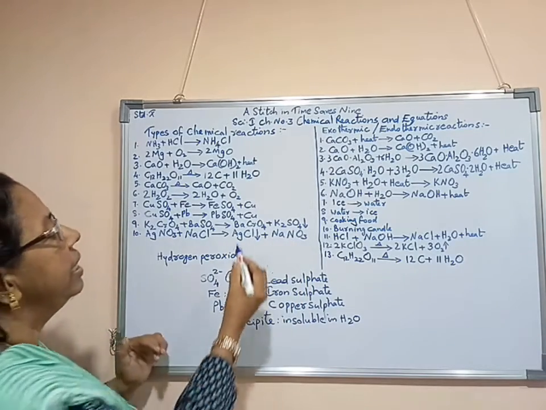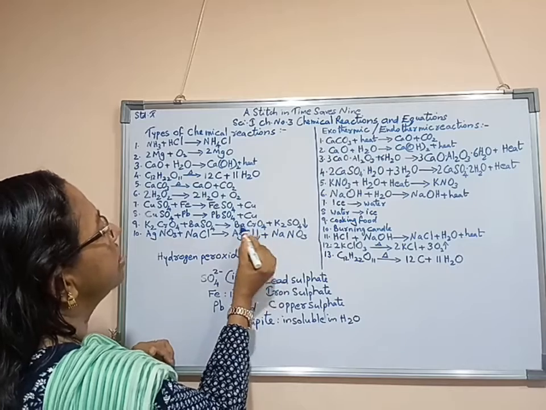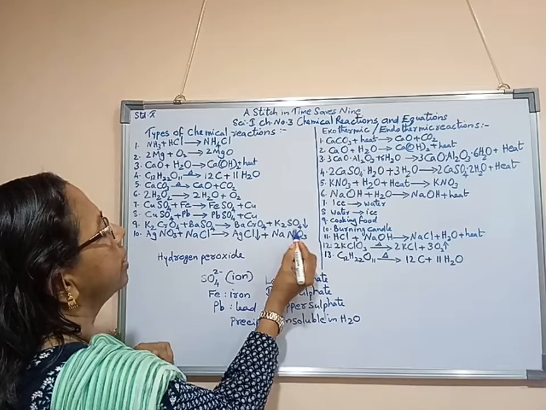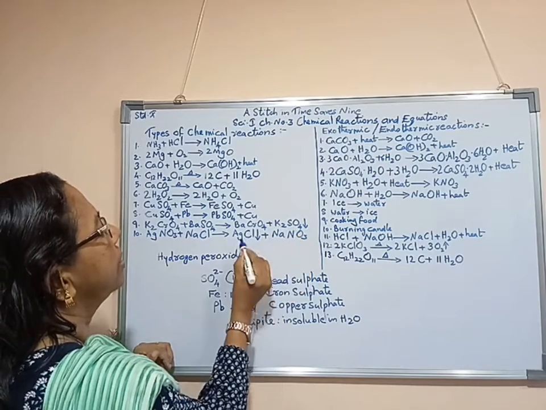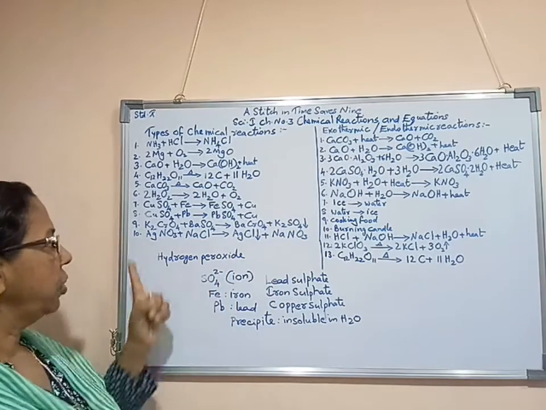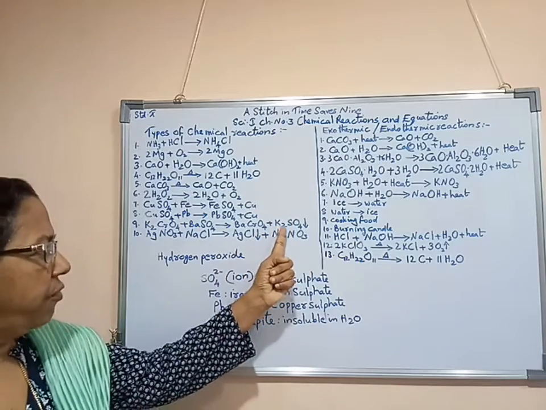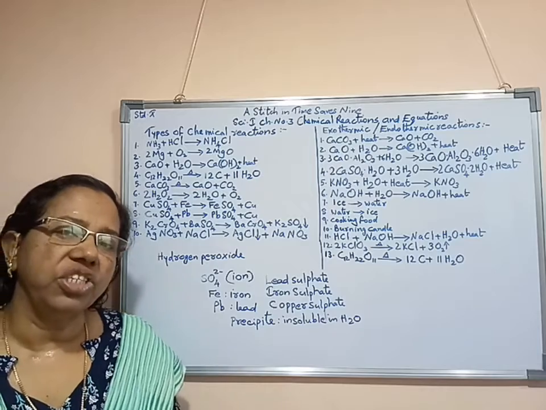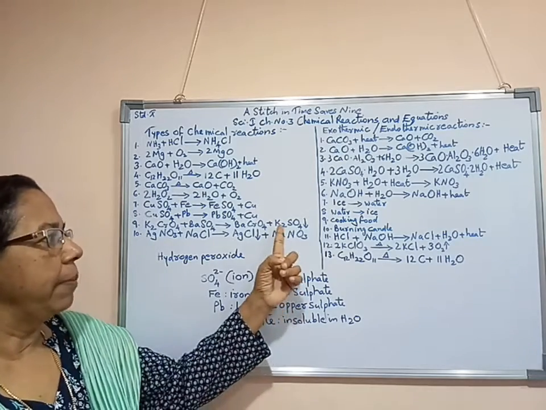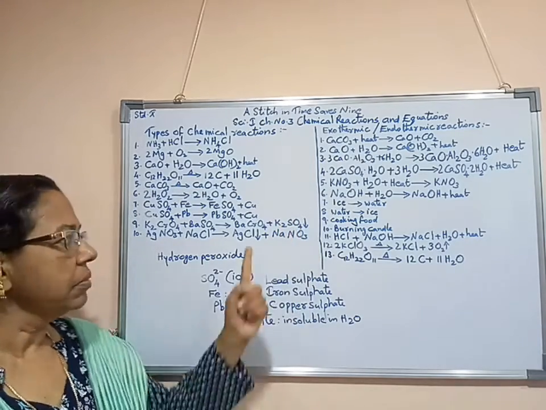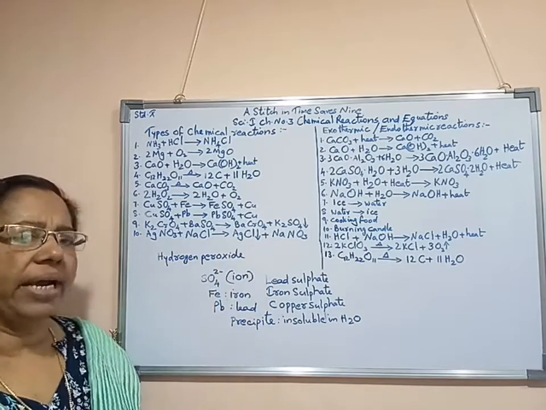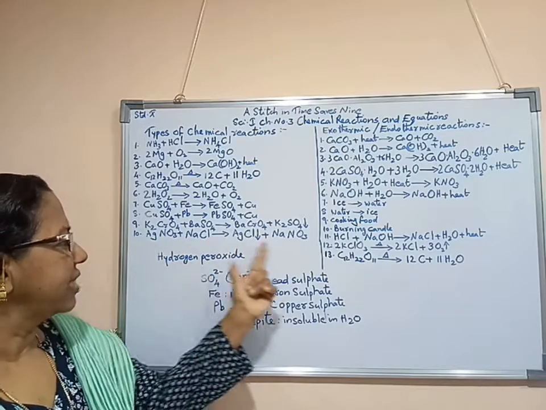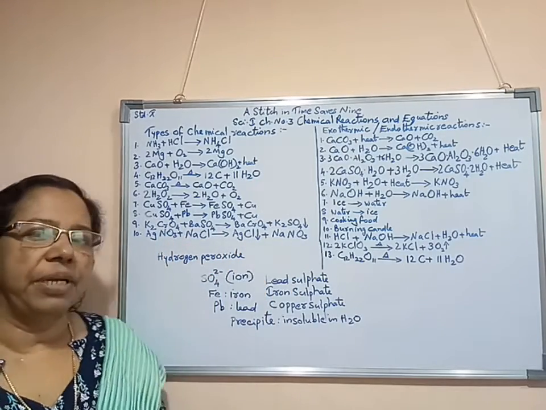But speciality, this will dissolve in water. This ionic compound will dissolve in water. This ionic compound will dissolve in water. But this cannot dissolve in water. So in a chemical reaction, if one product is unable to dissolve in water, we can say that a precipitate is formed. Similarly here, silver chloride cannot dissolve in water. So we can say that here also in this chemical reaction one precipitate formed.